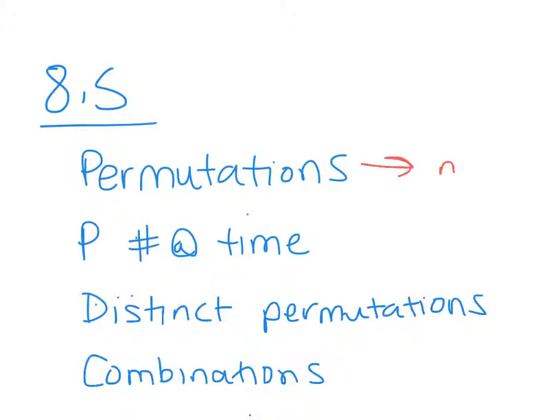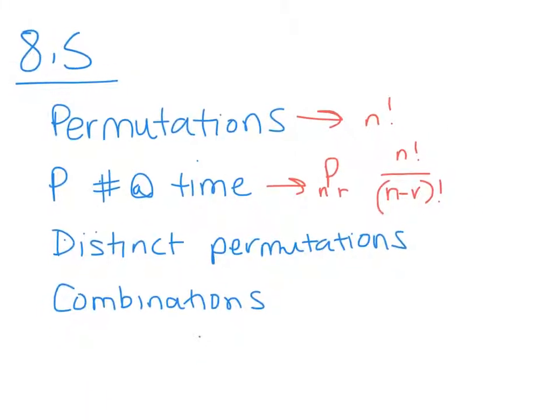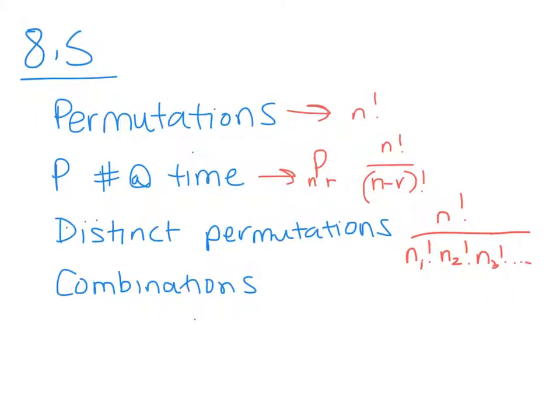So this would be n factorial. This is P(n,r), which is n factorial over n minus r factorial. This is n factorial over n1 factorial, n2 factorial. And this is C(n,r).